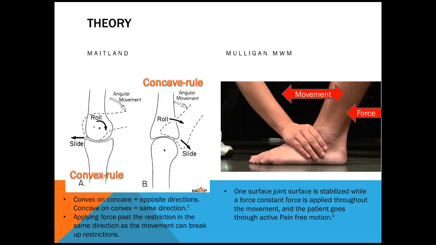So the theories behind them, the Maitland mobilization is based on the convex-concave rule, saying how at different joints there's a rolling and a sliding motion that occur, or gliding. The convex rule is that the convex joint is moving on a concave joint. So think of like the shoulder girdle or the glenohumeral joint. The humeral head moves in the glenoid fossa, and while the joint rolls, right, to get into abduction, the head of the humerus also slides inferiorly when you're abducting.